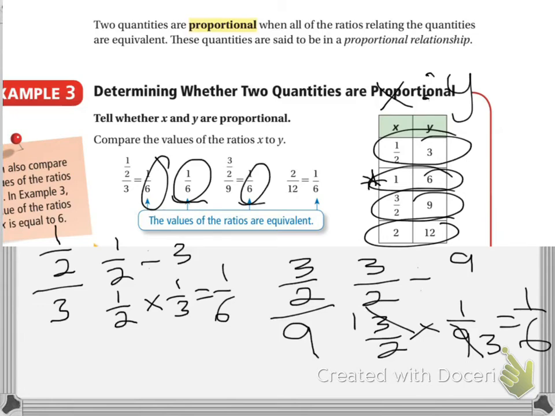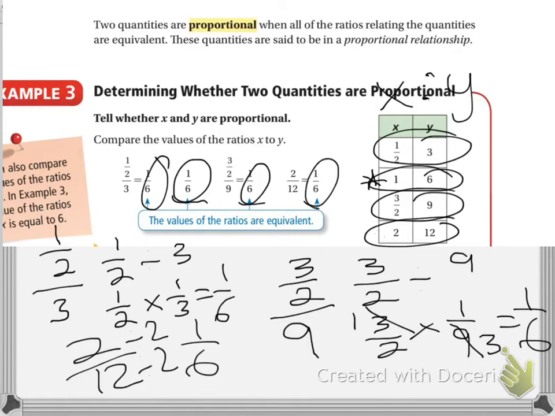And then our last one right here, we have 2 to 12. So if I just take 2 to 12 and I divide by 2, it comes down to 1/6, which you can see right here. So if we take a look at each of those ratios of x to y, they all simplify down to 1/6. So these quantities are proportional.